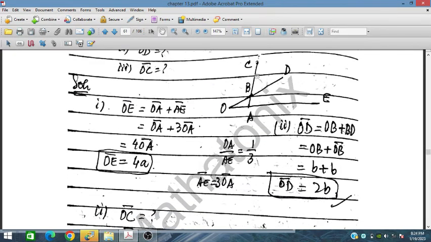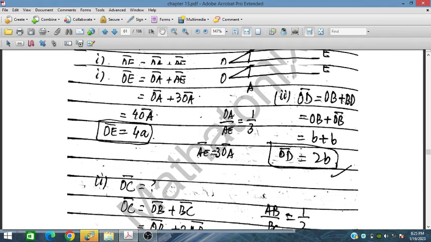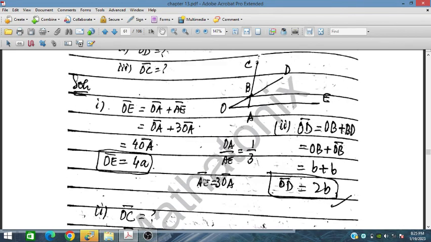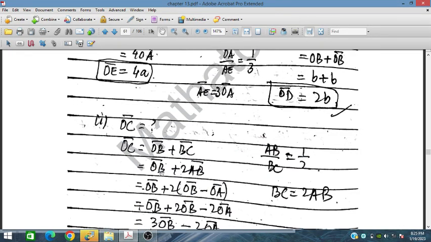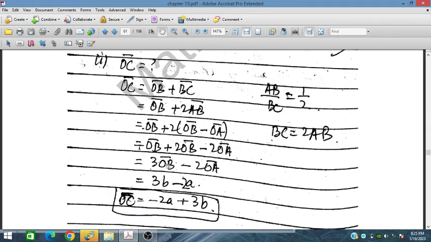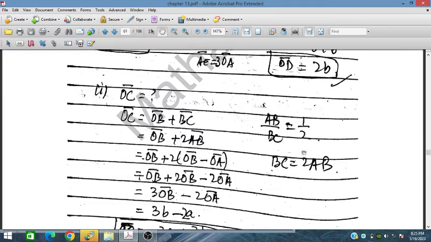So we have to find OC. OC is equal to OB plus BC. In place of BC we can write 2AB, and AB is basically OB minus OA. So OC is OB plus 2OB minus 2OA, which is 3OB minus 2OA, so this is 3b minus 2a. So OC is minus 2a plus 3b. Similarly, the AB and BC ratio is given, and this information has been utilized here.